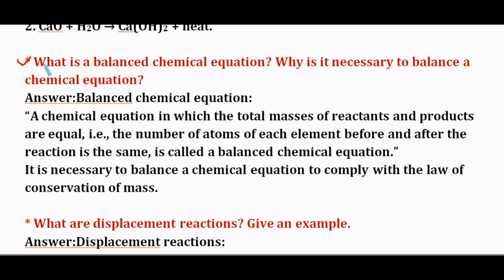Now the question is what is a balanced chemical equation? Why is it necessary to balance a chemical equation? Let us see the answer. A chemical equation in which the total masses of reactants and products are equal, that is the number of atoms of each element before and after the reaction is the same, is called a balanced chemical equation. It is necessary to balance a chemical equation to comply with the law of conservation of mass.